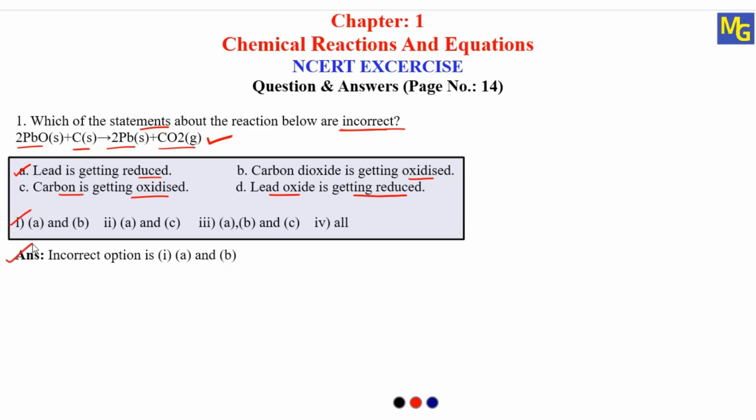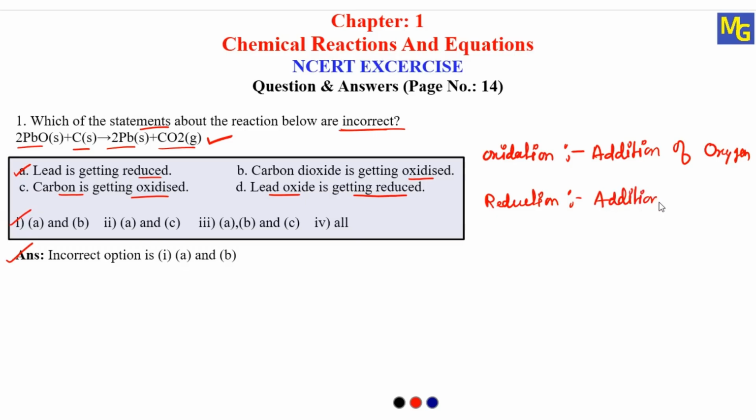Now here I have written the answer, so let me explain first how I got this answer. Before that, we should know what oxidation is and what reduction is. Oxidation means addition of oxygen. I'll write here, addition of oxygen is called oxidation. And reduction means addition of hydrogen. So this is the definition of oxidation and reduction.